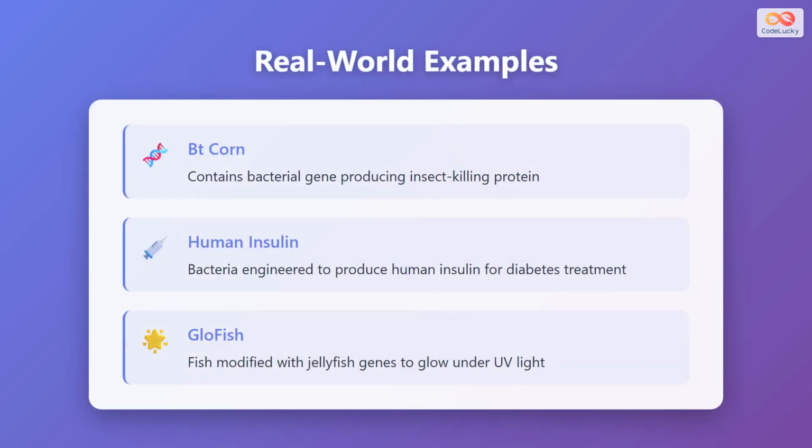Let's look at some real-world examples of genetic engineering in action. Bt corn contains a gene from bacteria that produces a protein toxic to certain insects, reducing the need for chemical pesticides. Human insulin is now produced by bacteria that have been engineered with the human insulin gene, providing a reliable supply for diabetes patients. GloFish are zebrafish modified with genes from jellyfish that make them glow under ultraviolet light. These examples show how genetic engineering is already part of our everyday lives.